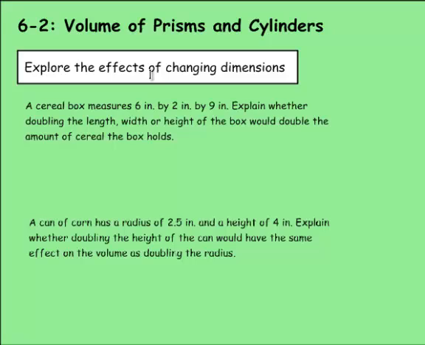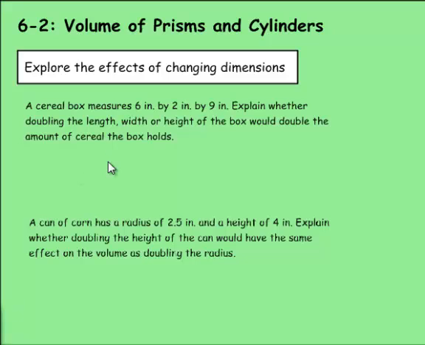Here we're going to explore the effects of changing dimensions. So this is a cereal box measures 6 inches by 2 inches by 9 inches. Explain whether doubling the length, width, or height of the box would double the amount of cereal the box holds. First, let's find out how much that holds. Let's make this our base, and we'll make this our height.